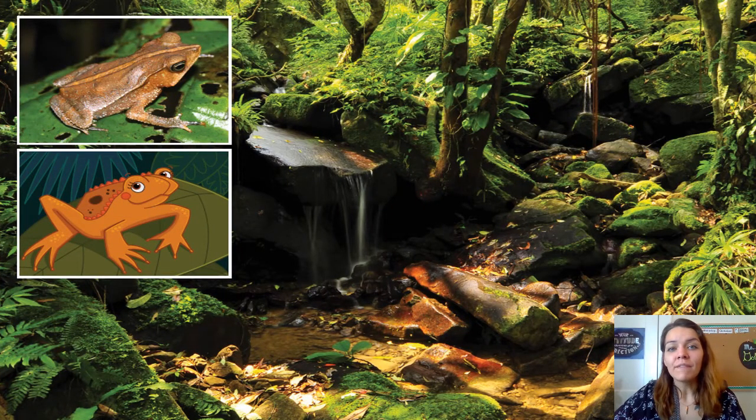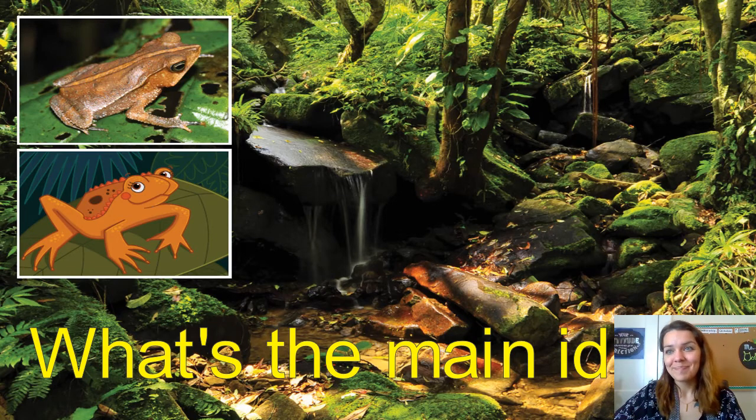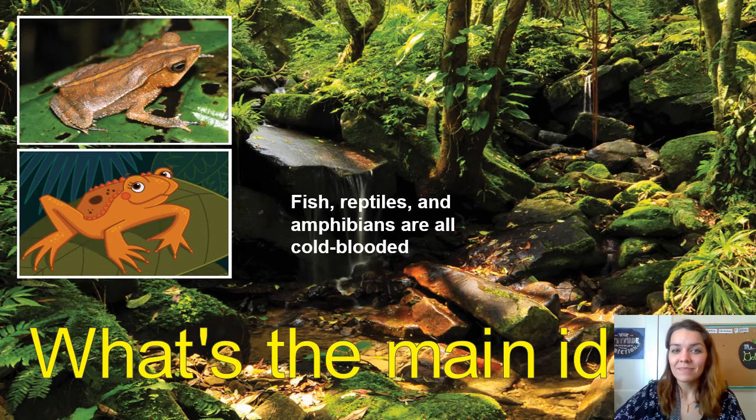Fish, reptiles, amphibians, these are the three groups of cold-blooded creatures. Their body temperatures change depending upon where they are, becoming warm when their surroundings are warm and cold when it's cold around them. Because they do not have constant body temperatures, they can easily become too hot or too cold. They have developed characteristics and behaviors so that they can live in certain habitats. What's the main idea? Fish, reptiles, and amphibians are all cold-blooded.